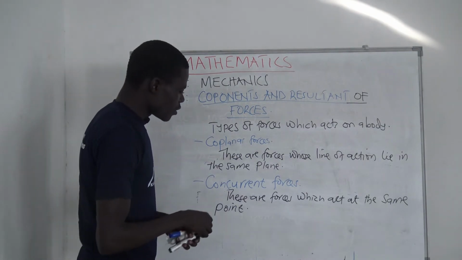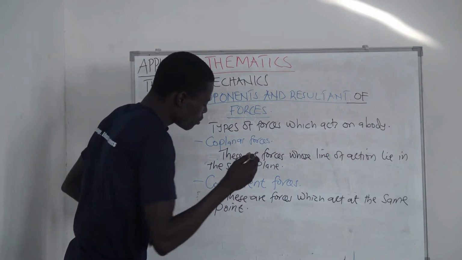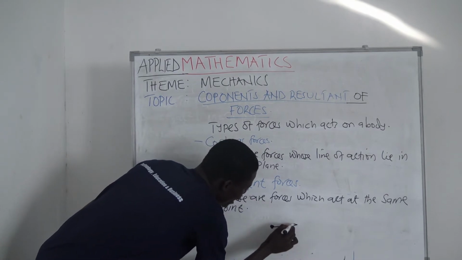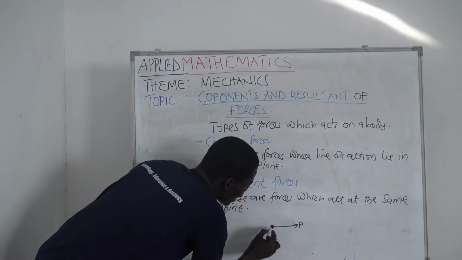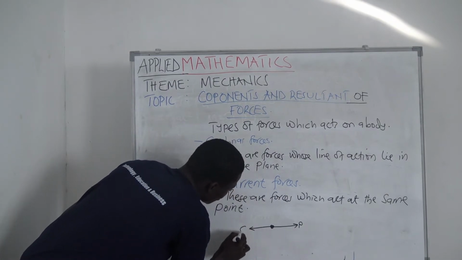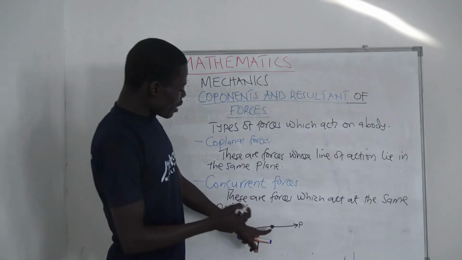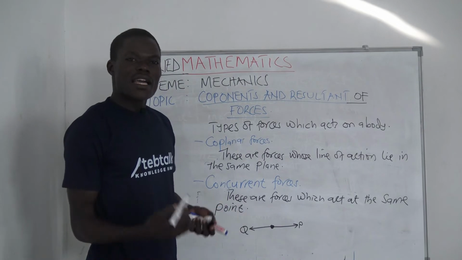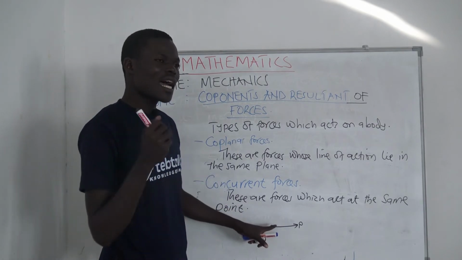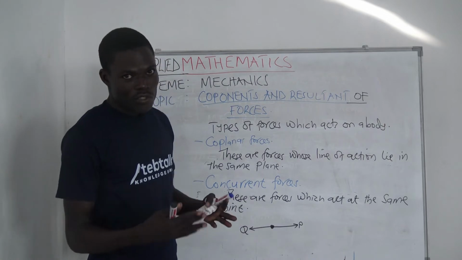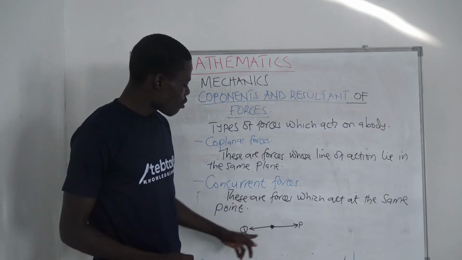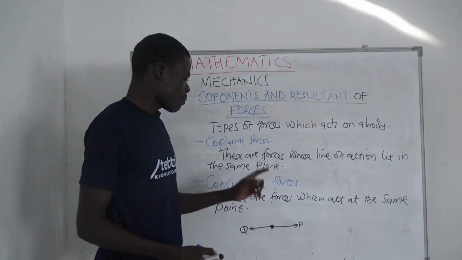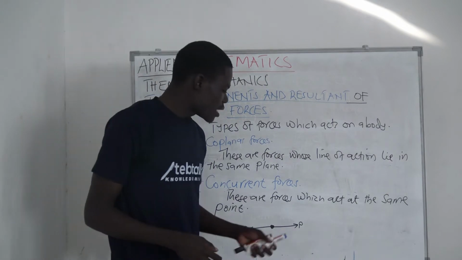If you have a body, this force going this side, let us say it is force P, and this one is force Q. You see that all of them are acting at the same point, but in different directions. So the direction doesn't matter, but what matters is at which point those forces are acting. They are acting concurrently, both at the same time and at the same point. So those are mainly what we shall be looking at.